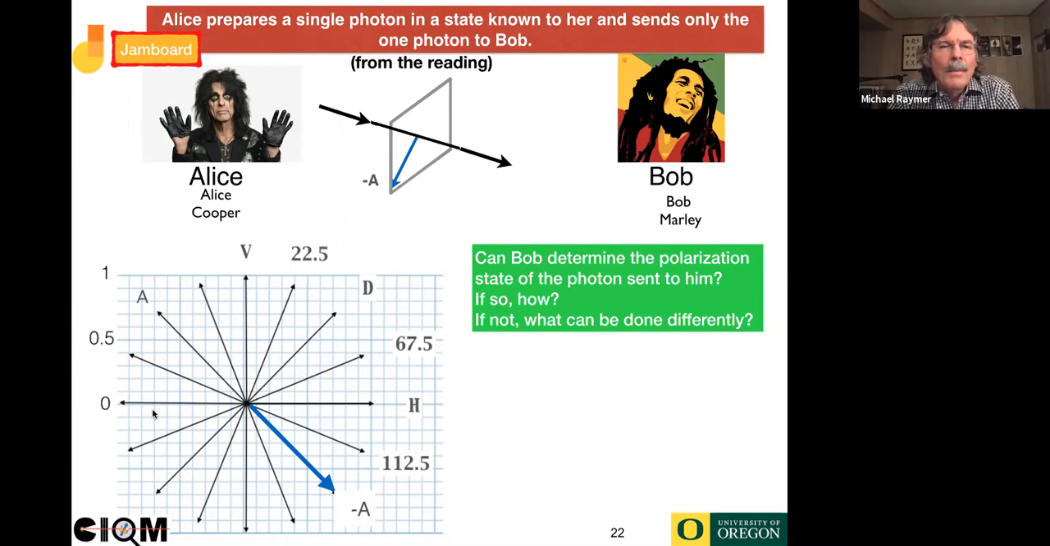It's because we could then talk about these two people as protagonists or actors in a scenario. So in this scenario, Alice prepares a single photon, but does not tell Bob what the photon's state is, but Alice knows what the state is. Now Alice sends that photon over to Bob, and only one photon is sent to Bob. And the question is, can Bob determine the polarization state of the photon that was sent to him? If so, how? If not, what can be done differently?